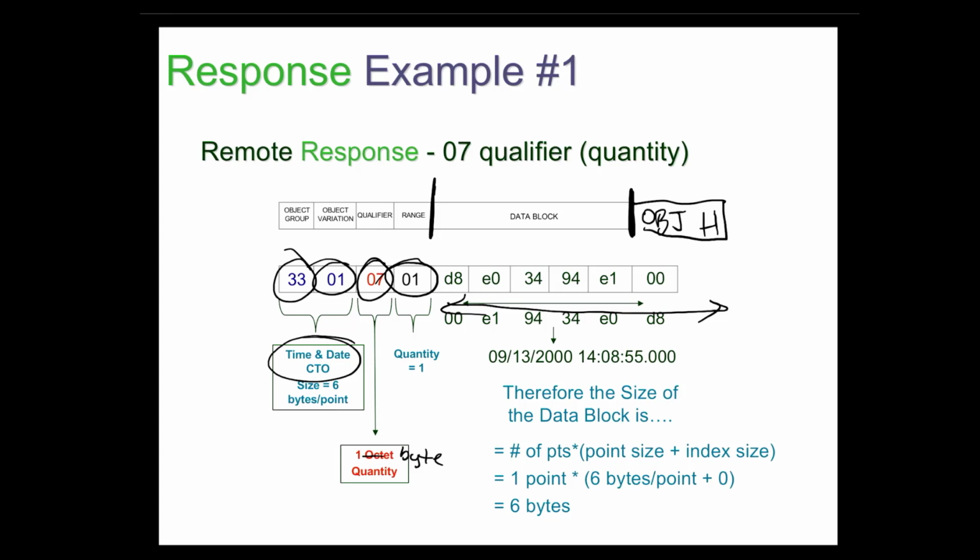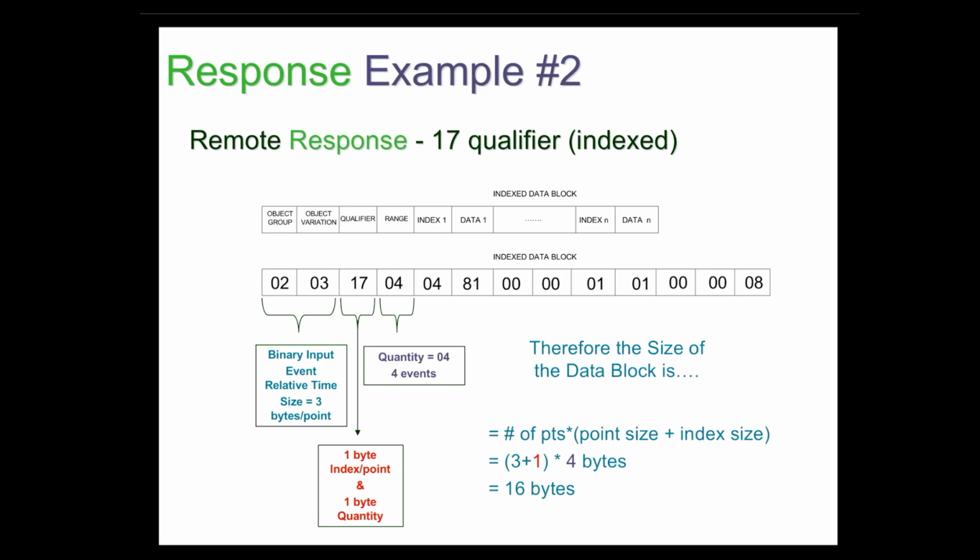So yeah, that's just something to be aware of there, and something I've talked about a little bit before. So we're going to keep it simple and just carry on, but you understand that 07 was saying, hey, there's 1 point of object 51 variation 1 to follow here. Okay, so that's qualifier 7.